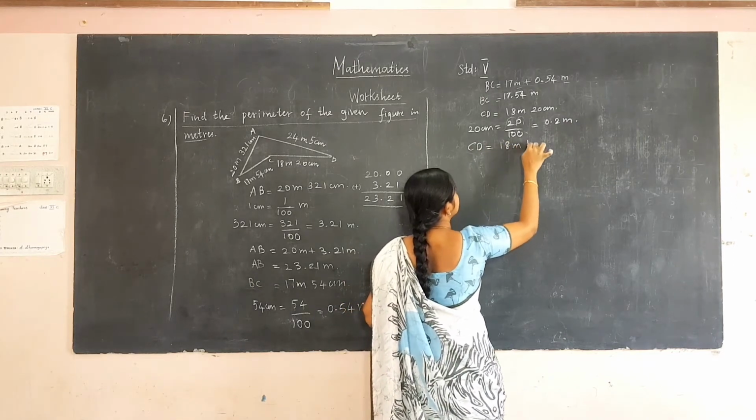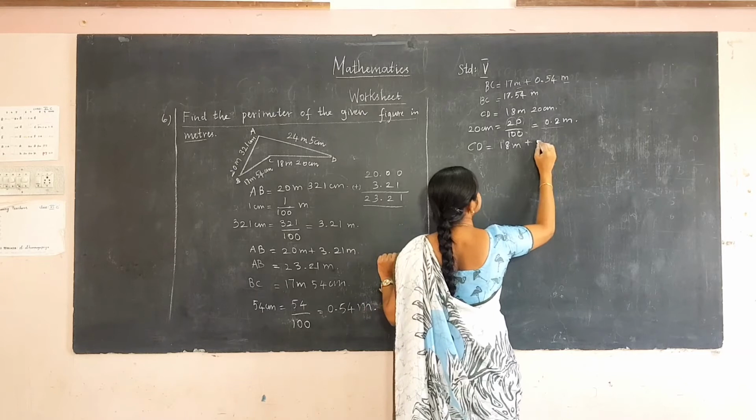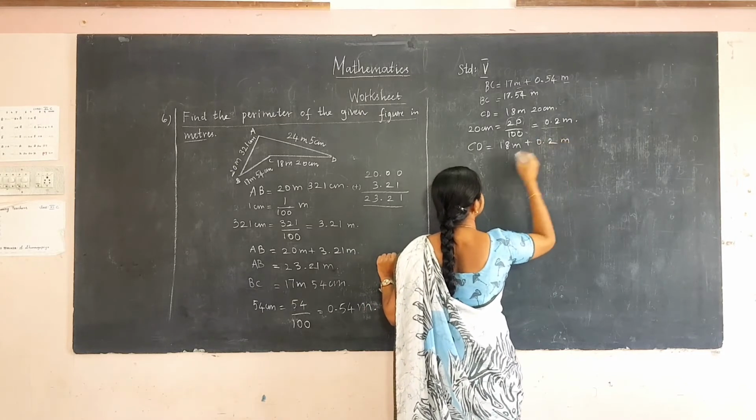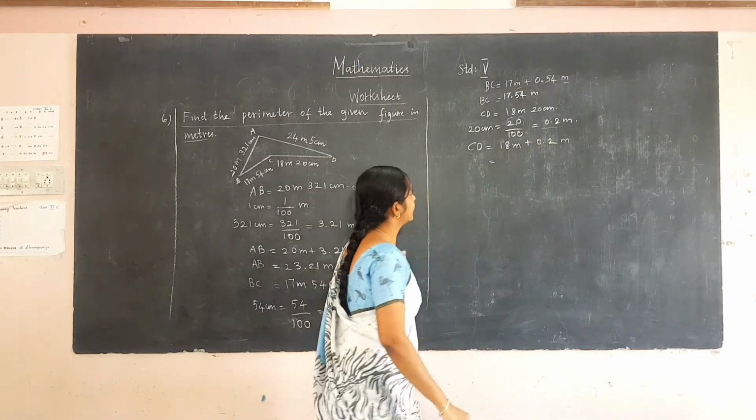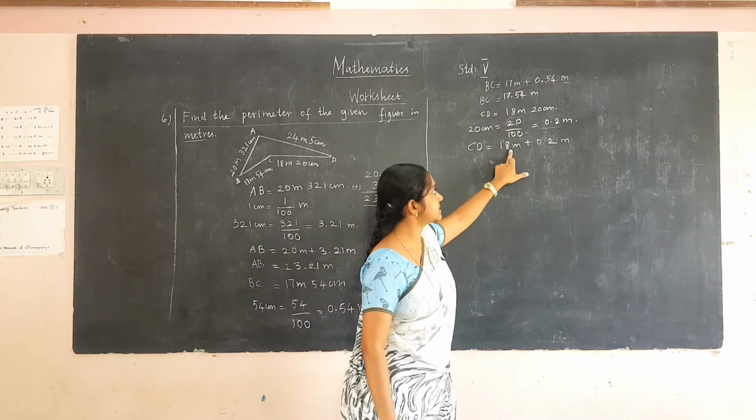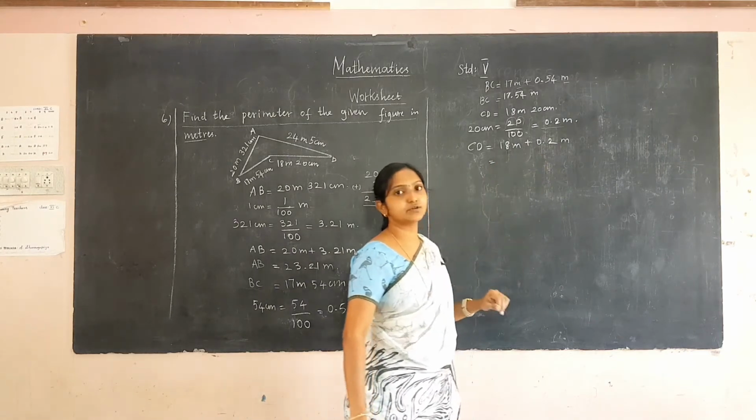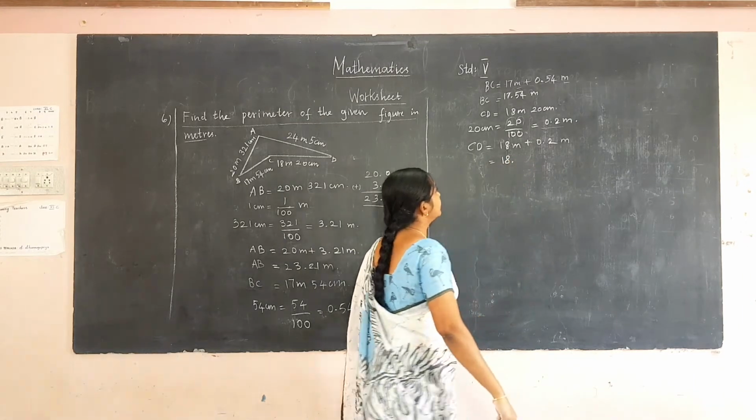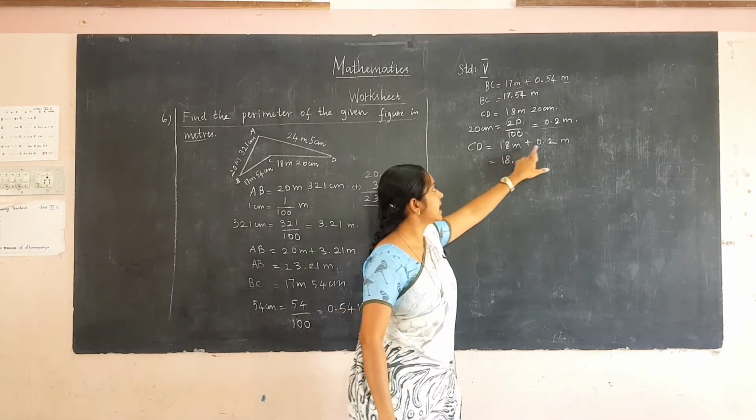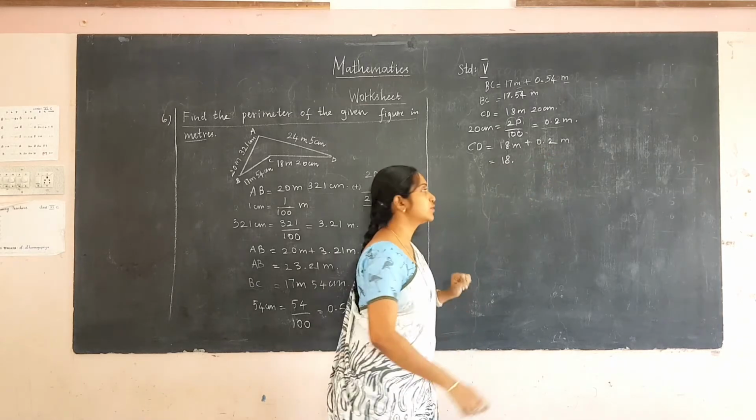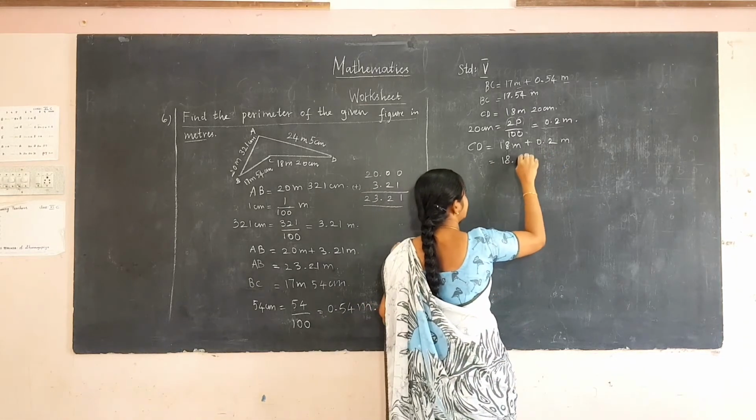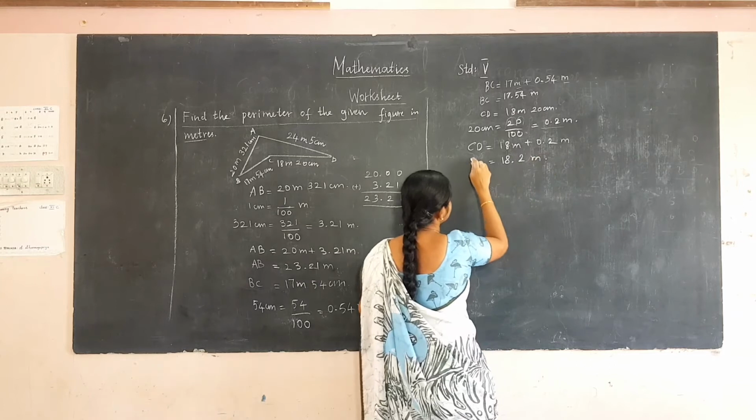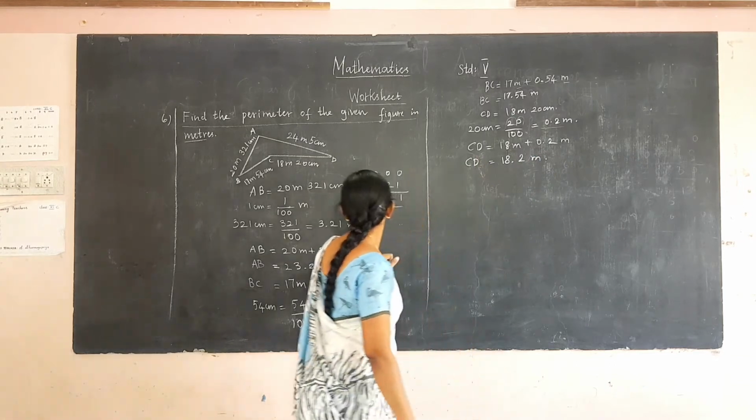18 meter plus 0.2 meter. Here the whole number part is 18, here the whole number part is 0. So 18 plus 0 is 18. Here we are not having any decimal places and here the decimal place is 2. So we can directly keep the decimal point and put 2. Directly we can add. Next, DA.